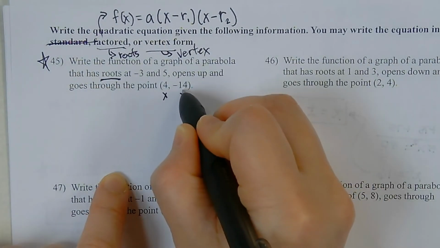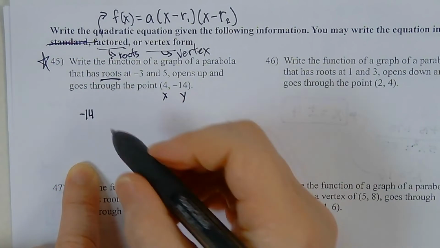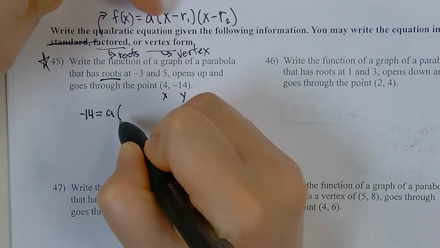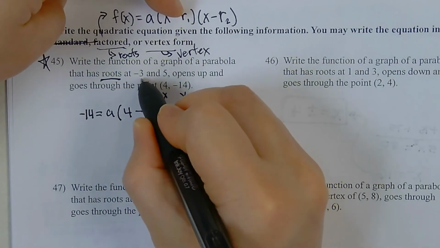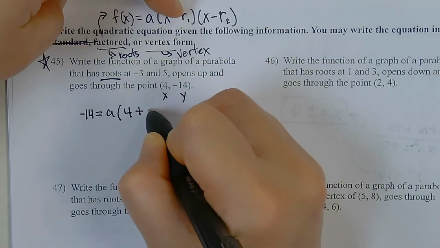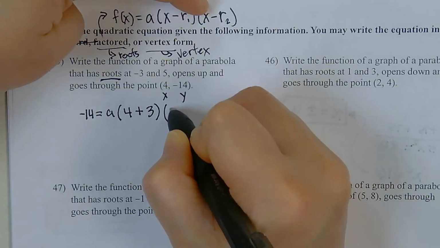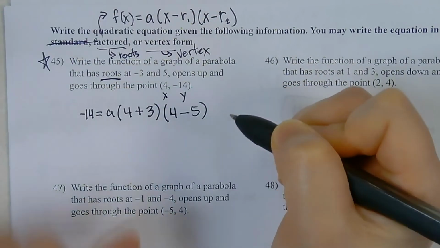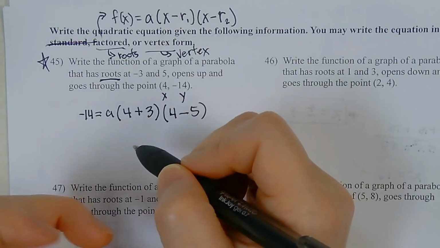So we know that y, which is f of x, is -14. So -14 equals, we don't know what a is, so a times x, which we know for this instance is 4, minus r1, which is -3. So remember, it's minus a negative, so that makes it +3, times x, which is 4, and then minus 5. That's how it works. And then we're just going to simplify.